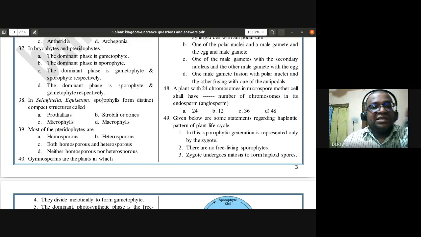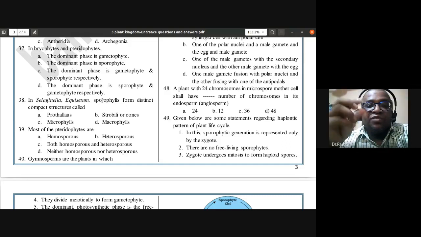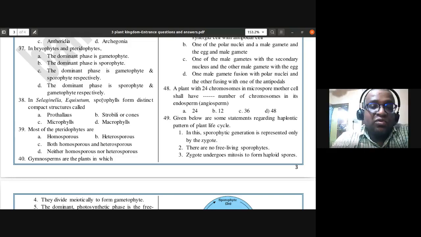38th, in Selaginella and Equisetum, sporophylls form distinct compact structures called strobili or cones. So for the 38th, B is the answer. A, prothallus, is wrong. B, strobili or cones, is the right answer. In Selaginella and Equisetum, you find these cones or strobili. They are formed by the sporophylls.